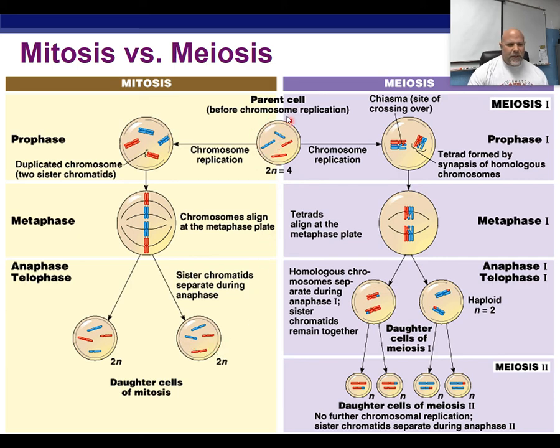If you look up here at the parent cell and you look down here, none of these are identical to the parent cell. And they only have half the genetic information that the parent cell has. So when we form gametes, we're going to create variety, but we're also going to create cells with only half the normal number of chromosomes. So when fertilization takes place, we get back to the normal number of chromosomes.